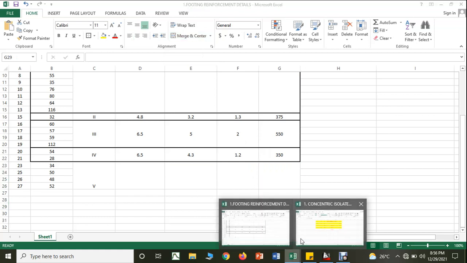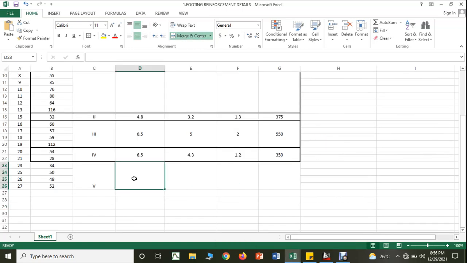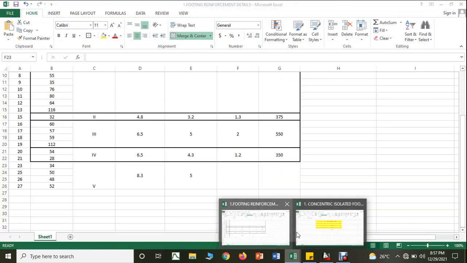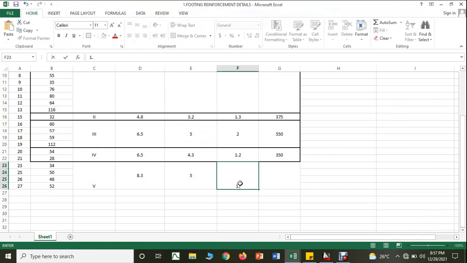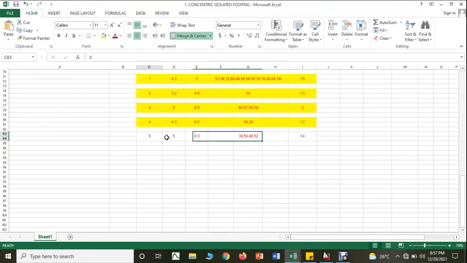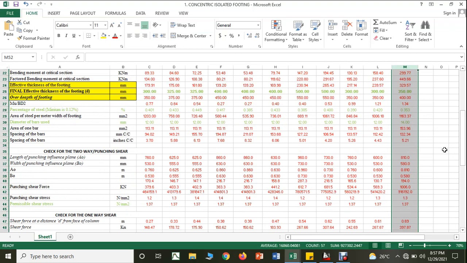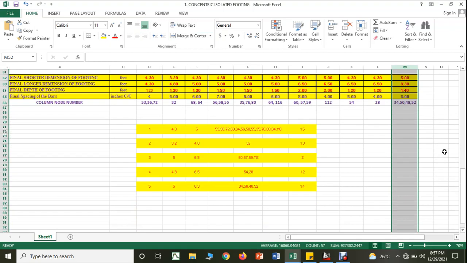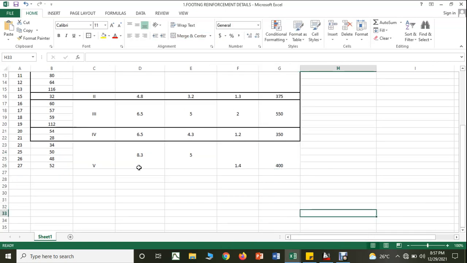So what are its dimensions? It will be 8.3 into 5. Okay, 8.3, 5. Then next you have 1.4, and what is the corresponding thickness? The corresponding thickness will be 400 mm. Okay, it will be 400 mm, right?